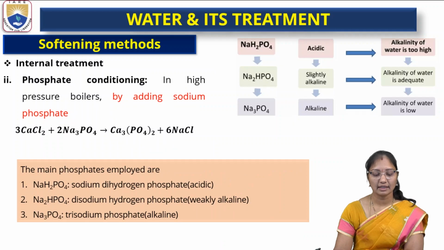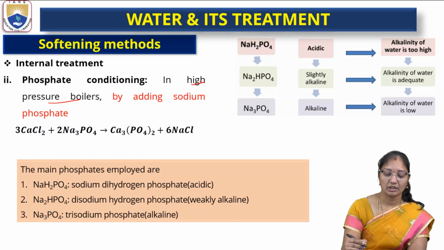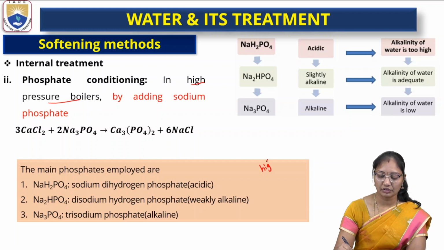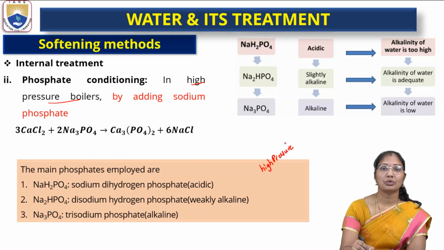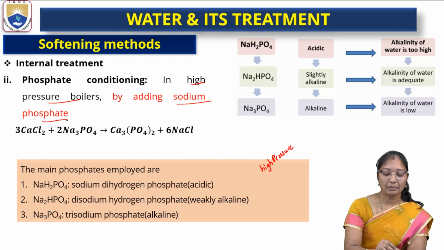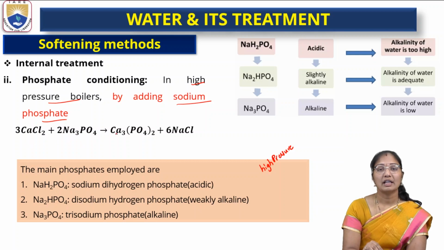The next thing is phosphate conditioning. It is used especially in high pressure boilers, by adding sodium phosphate. The calcium chloride present in the hard water reacts with sodium phosphate, resulting in calcium phosphate formation followed by sodium chloride. This can be easily removed.